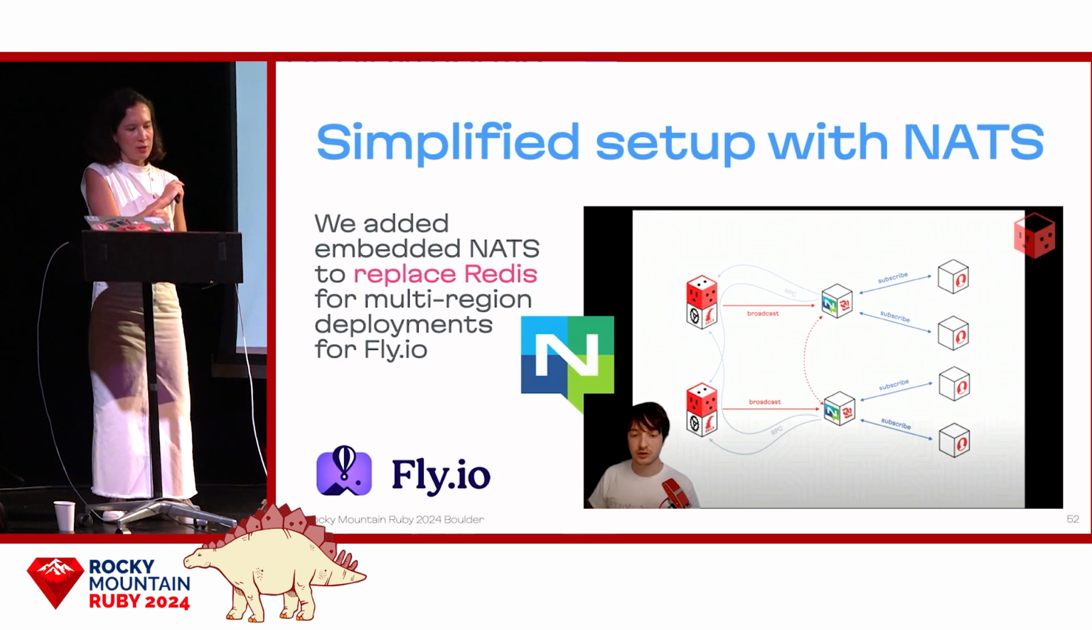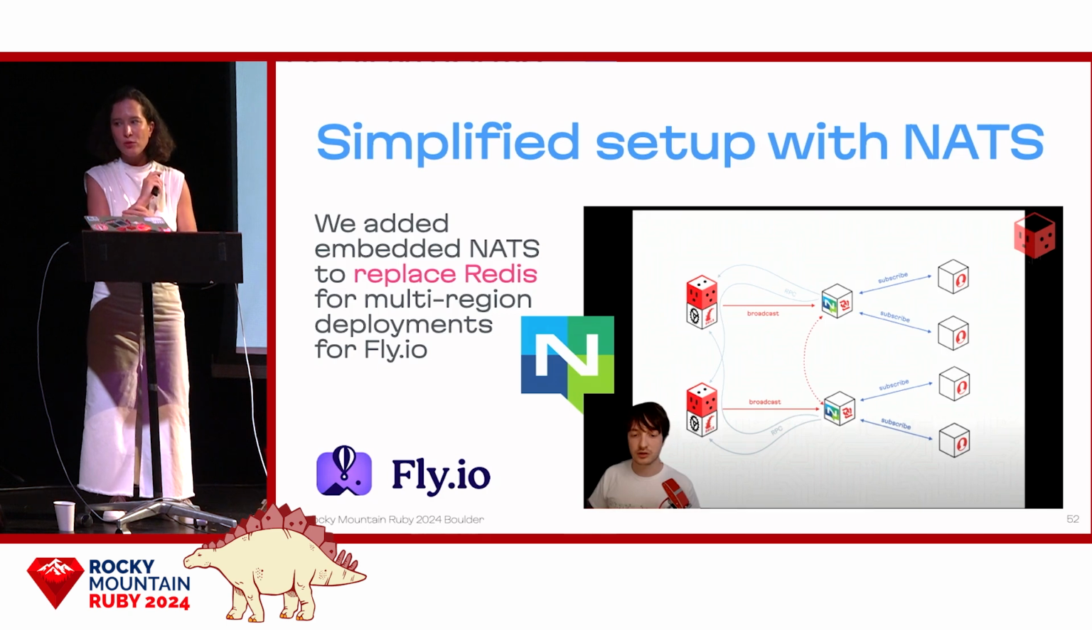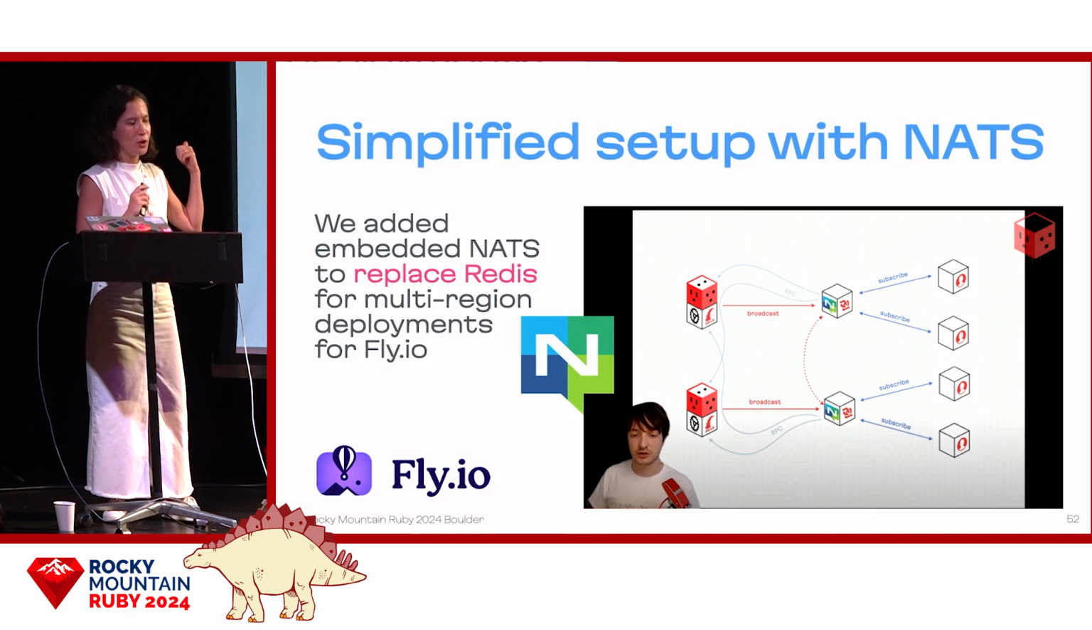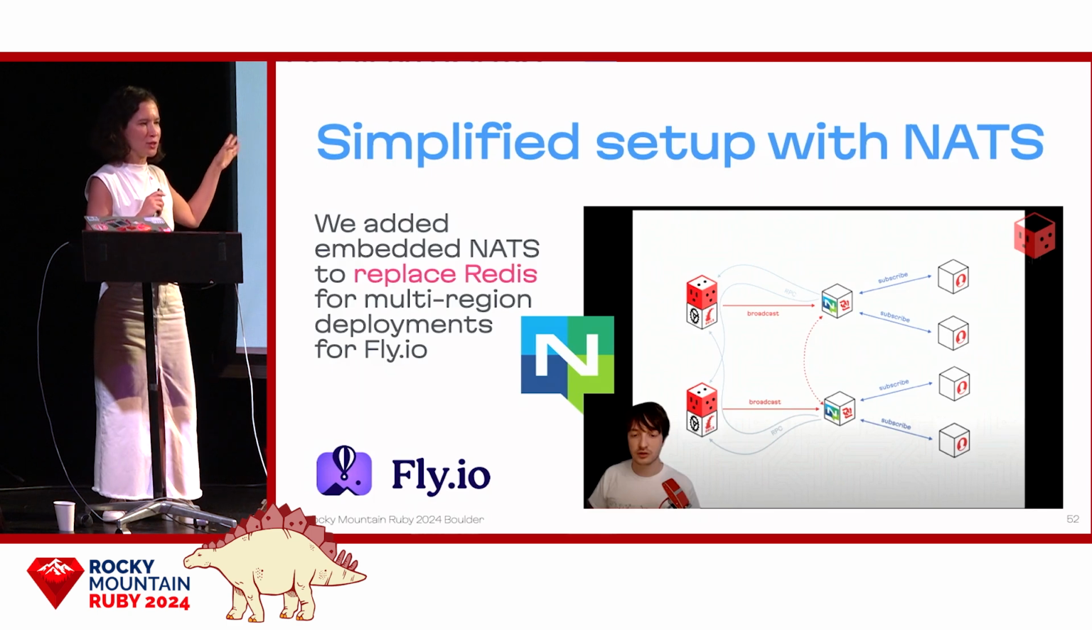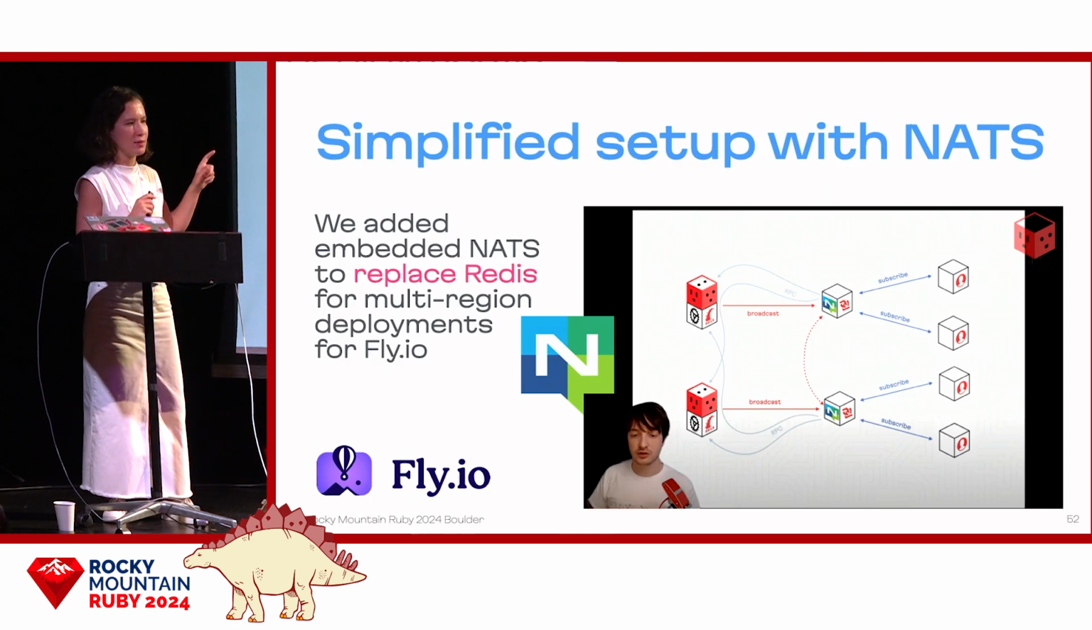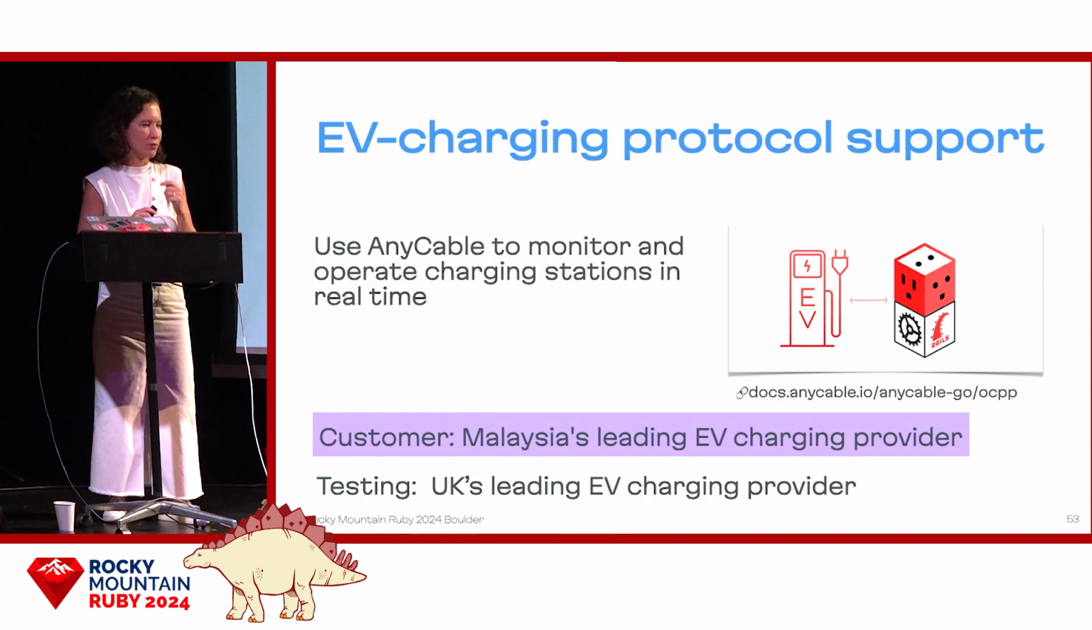We migrated off of Redis, so you don't have to use it now. We're using NATS. Originally, we built it for Fly.io because they cannot use Redis, but now you can use embedded NATS instead of Redis everywhere.